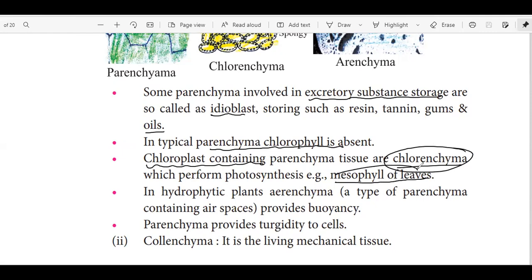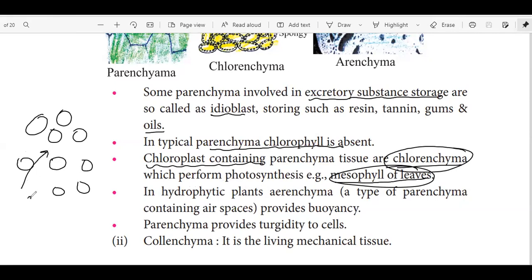So we're going to study what is the mesophyll tissue of leaves. Now the next one is the hydrophytic plants. Hydrophytic plants are those plants that live in water or usually grow in water, and there is a specialized parenchyma present in them. To provide buoyancy support, this specialized parenchyma tissue has large spaces filled with air, and because of that it helps in floating. So that's a type of parenchyma, because they have air inside them.